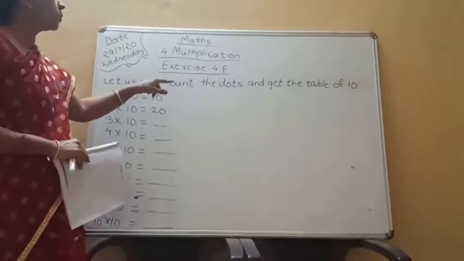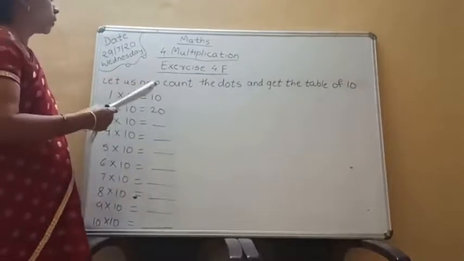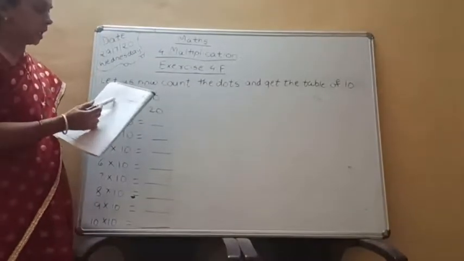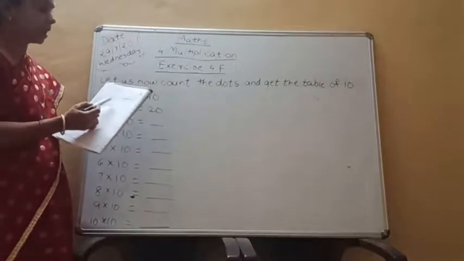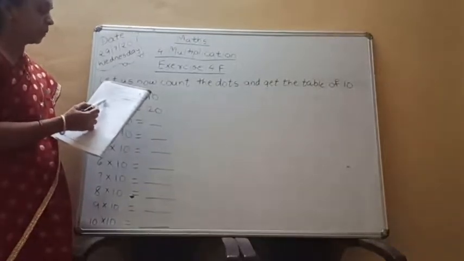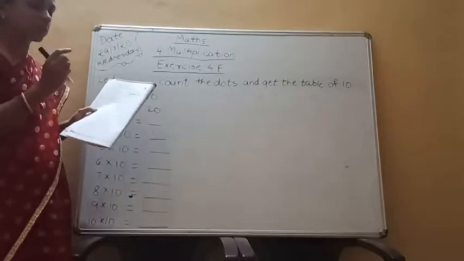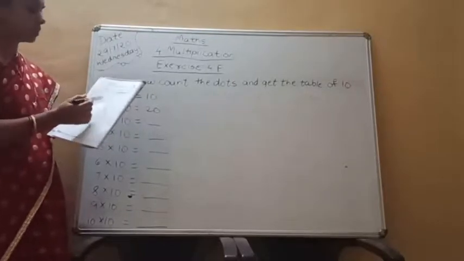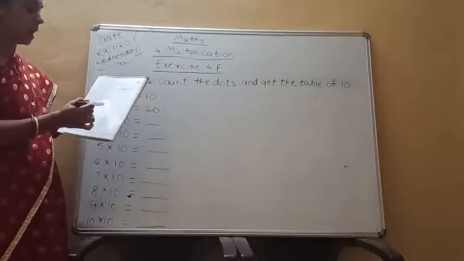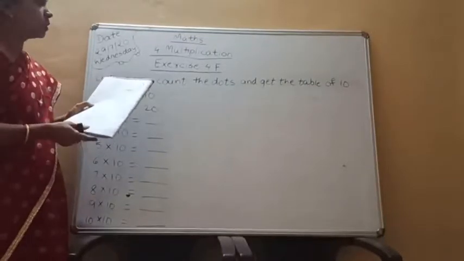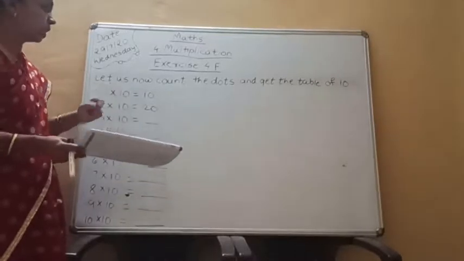So now see exercise 4F. Let us now count the dots and get the table of 10. See your page number 54. Now in one box, how many dots are given? 1, 2, 3, 4, 5, 6, 7, 8, 9, 10. In one box, 10 dots are given. So 1, 2, 3, 4, 5, 6, 7, 8, 9, 10. 10 boxes are given. So we have to complete the table of 10.